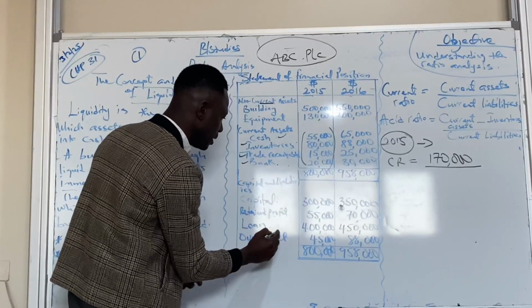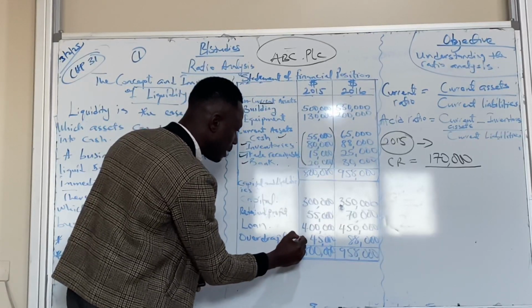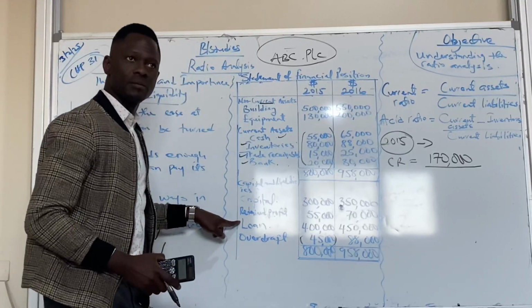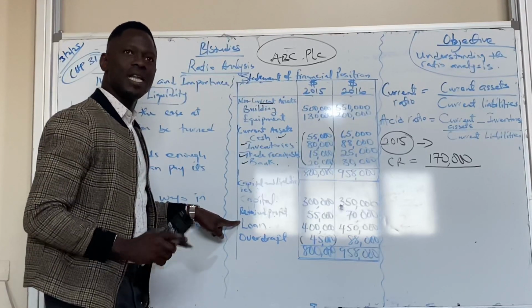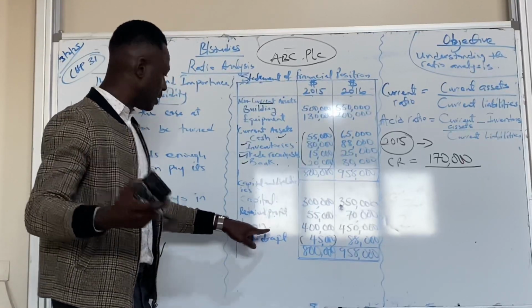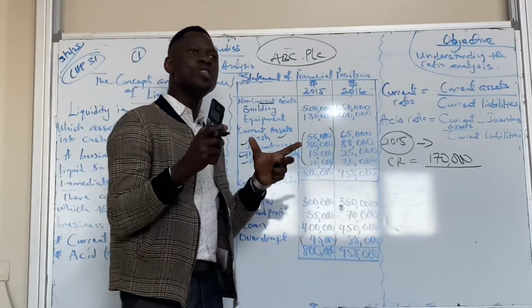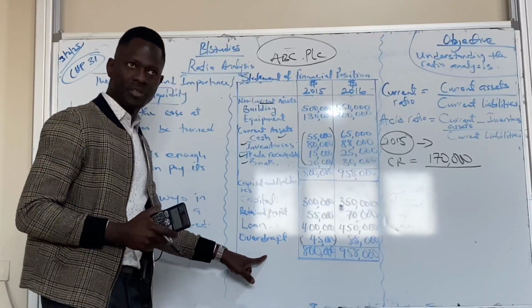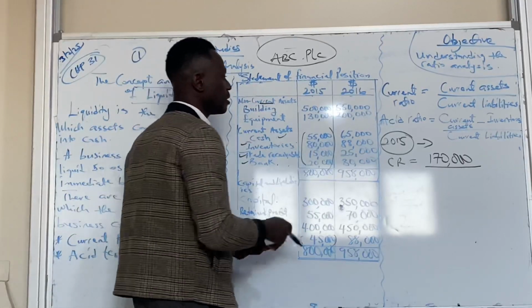We have only one current liability, right? This is the only current liability we have for 2015. This is a non-current liability. Please get the point here. A loan is a long-term liability. An overdraft is expected to be paid within a year. So the only current liability we have in 2015 is an overdraft, which is 45,000.